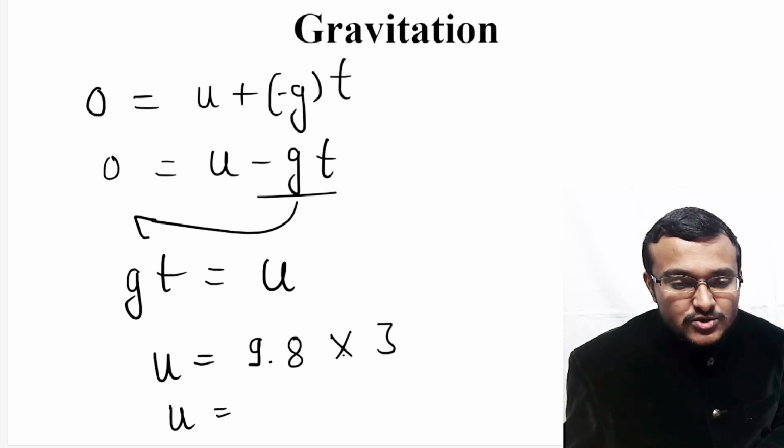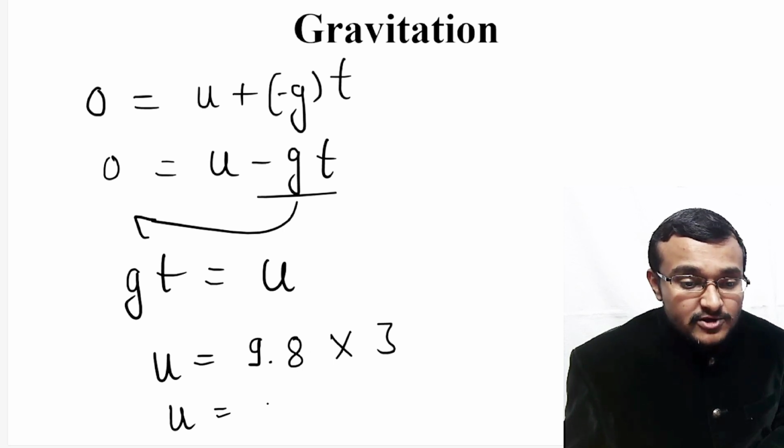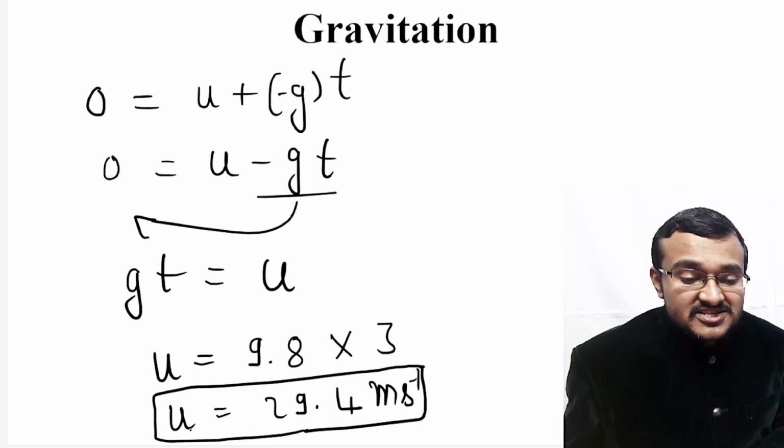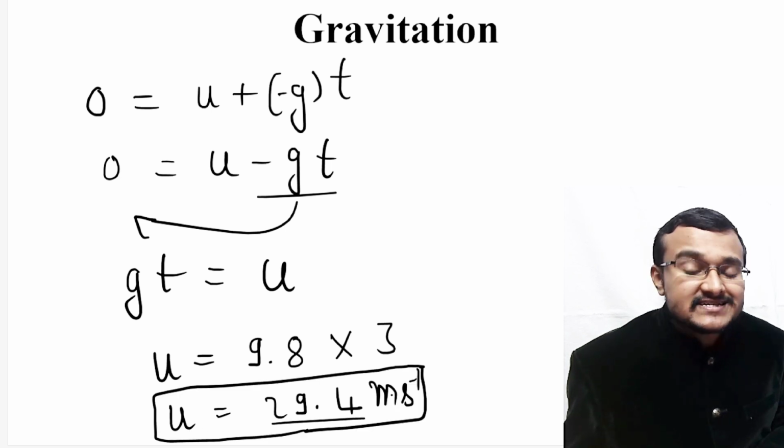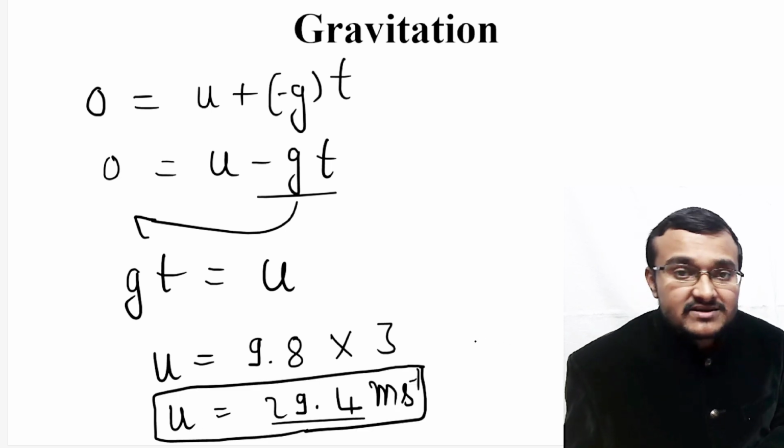So u = 9.8 into 3. So 9 threes are 27, 8 threes are 24. So 29.4. So the initial speed at which this ball was thrown is 29.4 meter per second.